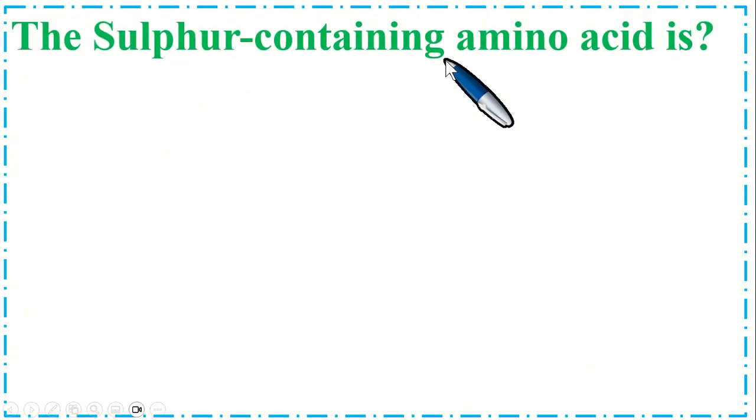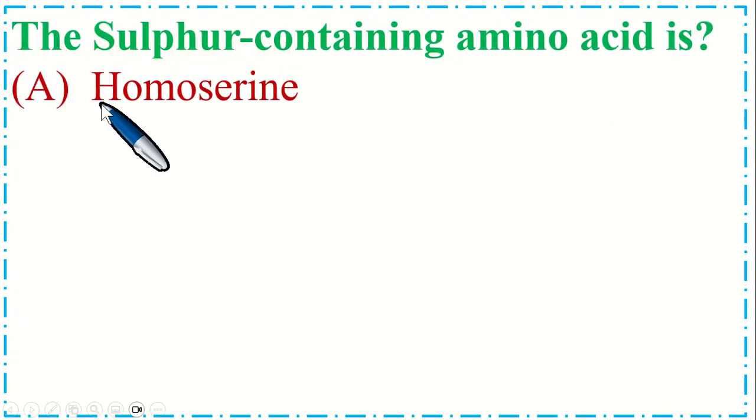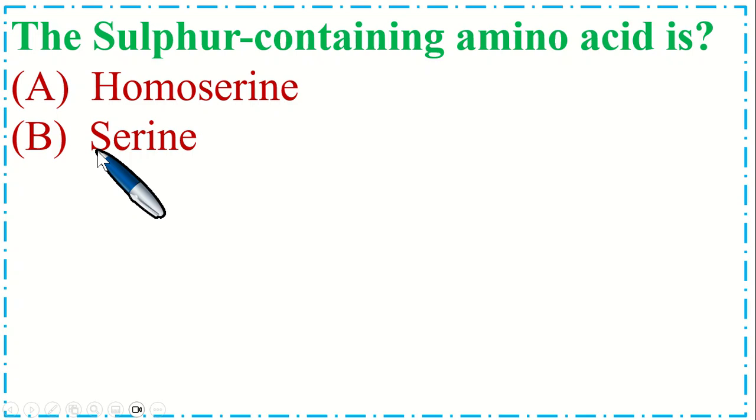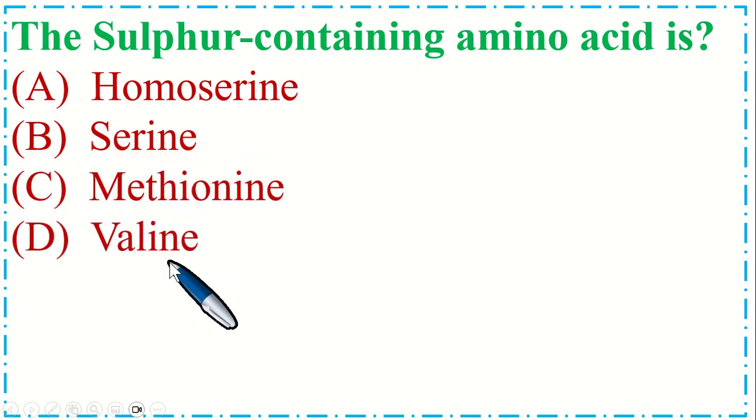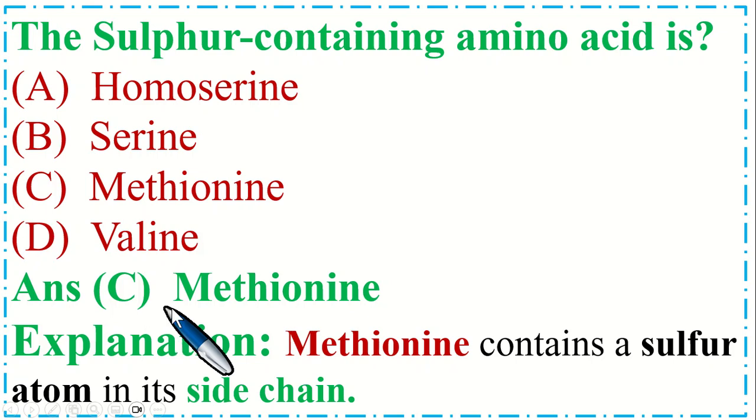The sulfur containing amino acid is option A homoserine, B serine, C methionine, and option D valine. So the correct option is C methionine. Methionine contains a sulfur atom in its side chain.